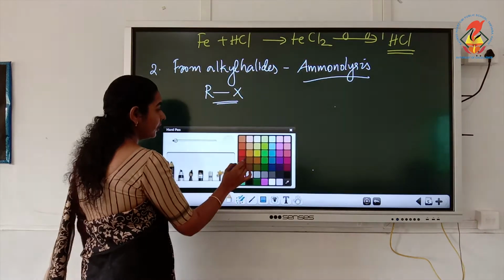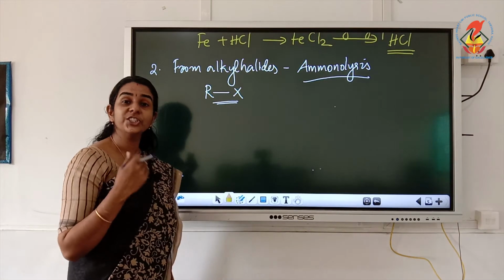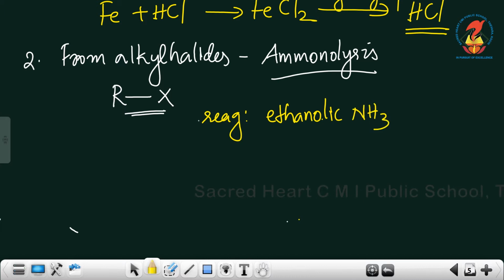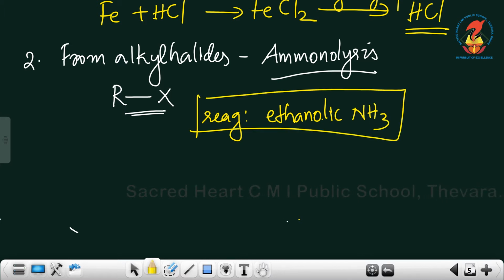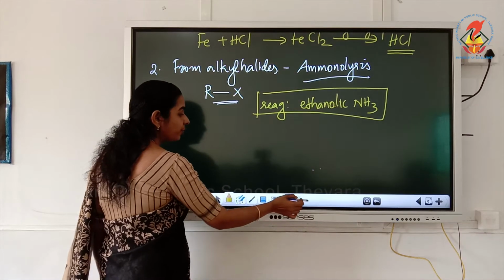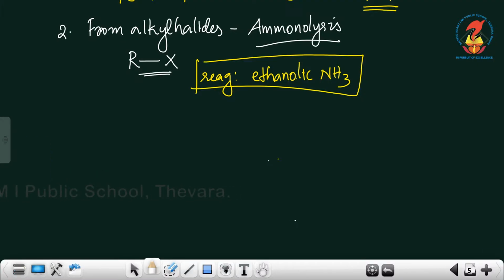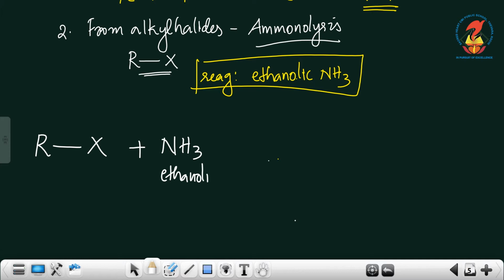First we need to study the reagent for each and every reaction. The reagent that we use for ammonolysis is ethanolic or alcoholic ammonia. Now, the reaction we can understand from the equation. We are going to treat alkyl halides with ethanolic ammonia. It is understood that it is alcoholic or ethanolic.